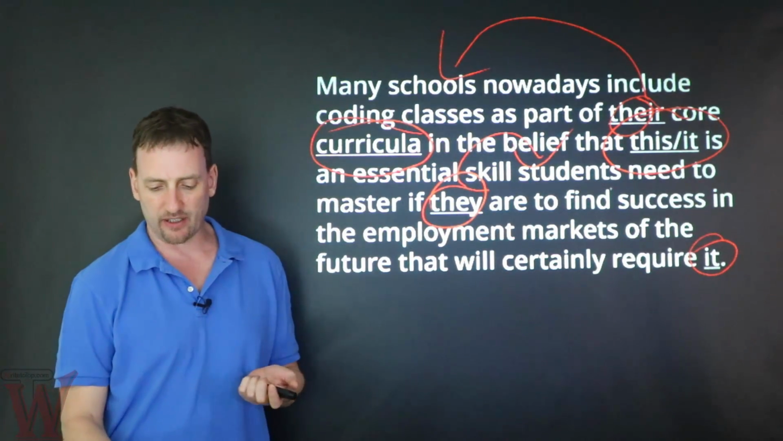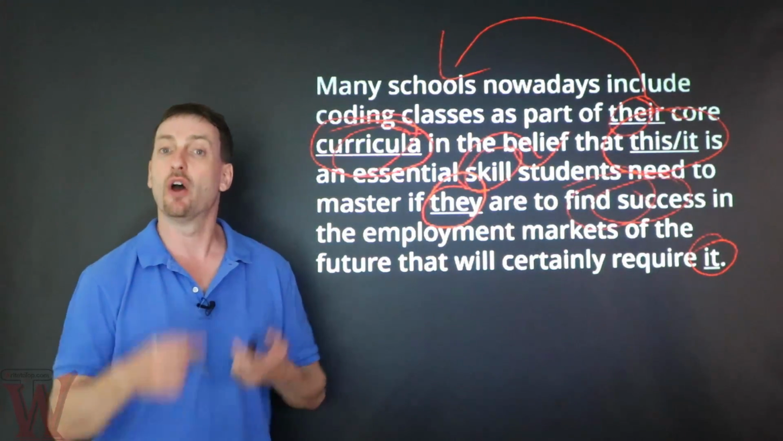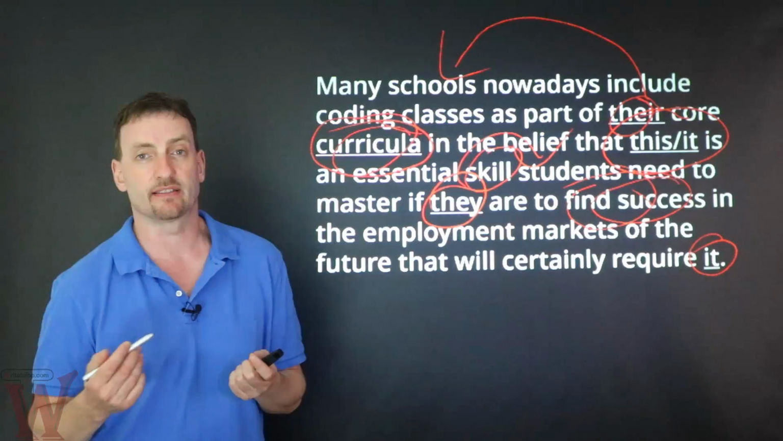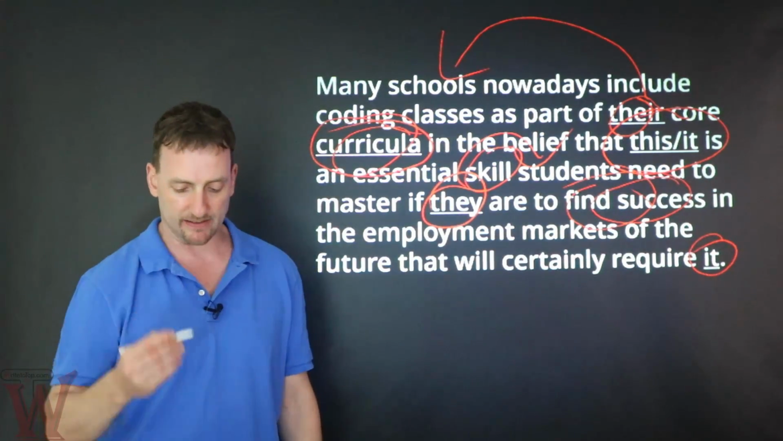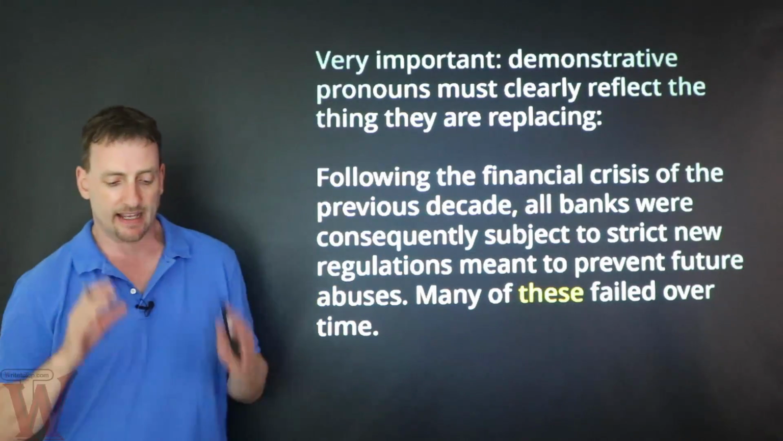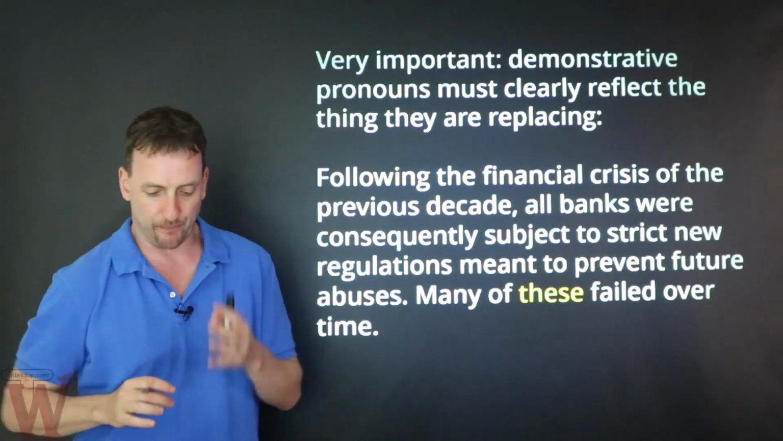Now, another thing you have to remember: skill can't find success. Curricula can't find success. Only the students can find success. So logically, they can only refer to students. But this is not always the case. It's very important that it's very obvious what they're pointing to.